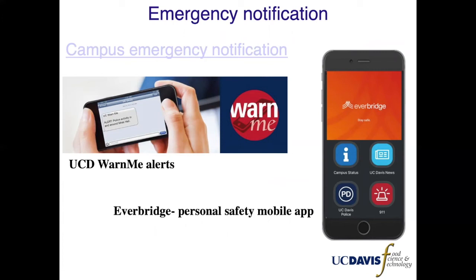The Everbridge app is a personal safety app that can be used to quickly make emergency phone calls, set up emergency contacts, or to report suspicious activity. This can also be downloaded from the Safety Services website.